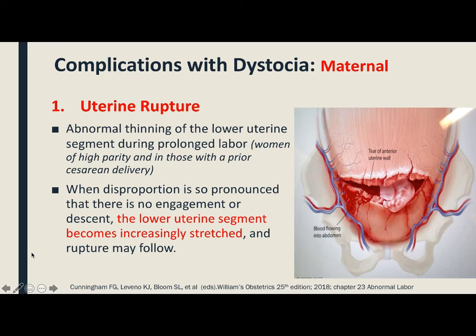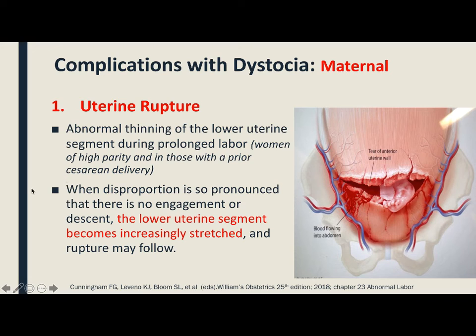So now we go on to discussing complications of dystocia. First, maternal complications. Number one will be uterine rupture, and this is usually secondary to the abnormal thinning of the lower uterine segment during prolonged labor. Women with high parity and those with a prior cesarean delivery are at most risk of uterine rupture.